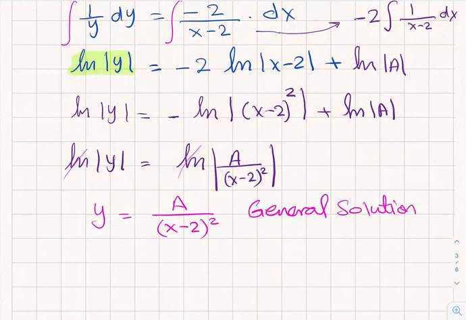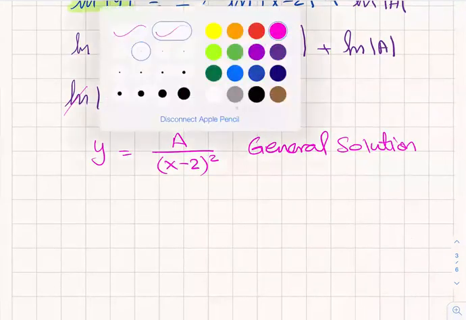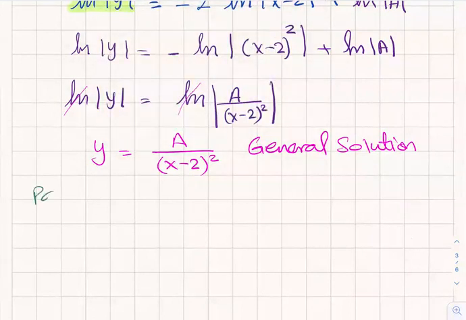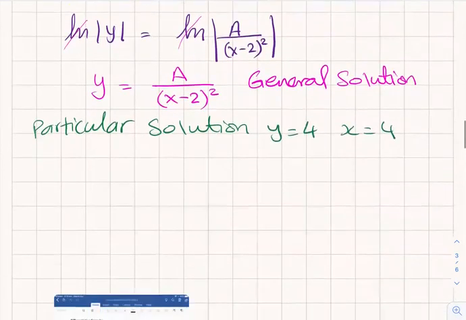Okay, we want a particular solution where x equals, what is it? x equals 4 and y equals 4. So to find the particular solution, y equals 4, x equals 4, then we just substitute the values. In this case, it's going to be 4 equals a over 4 minus 2 is 2, squared is 4.